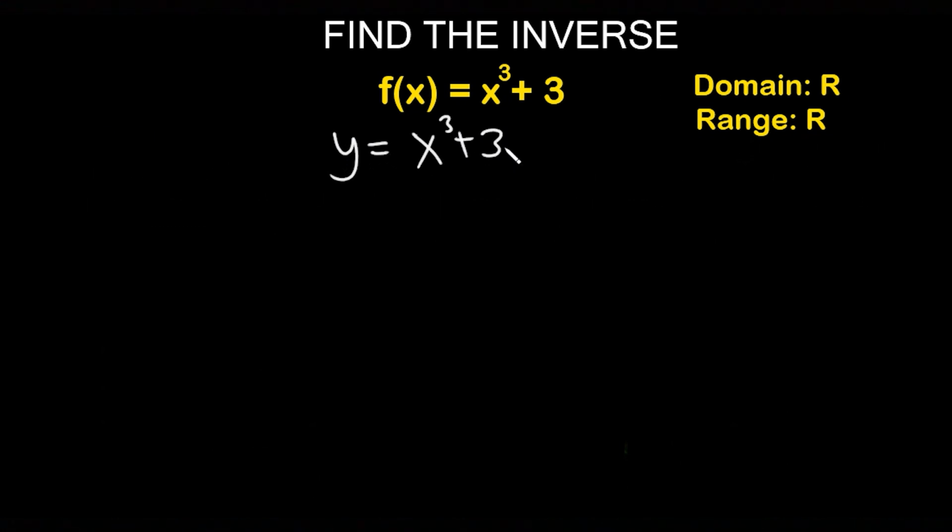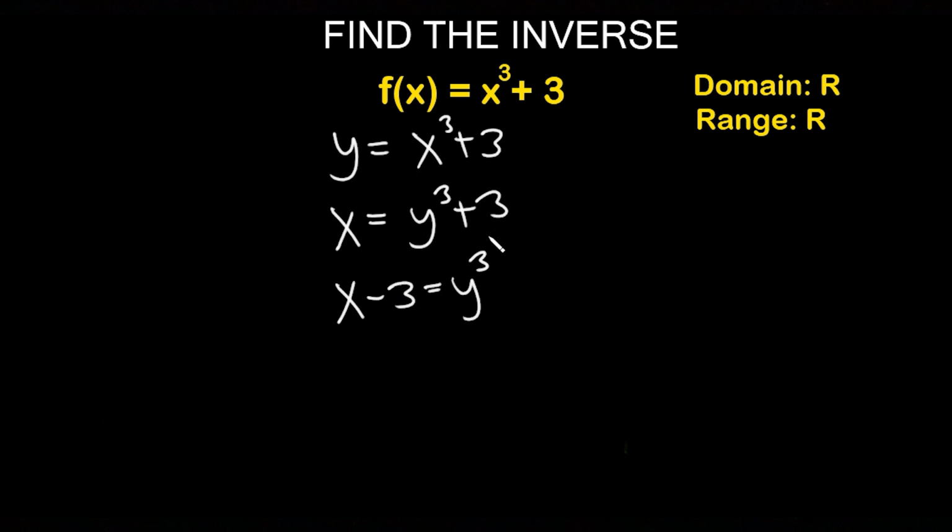And now we make the switch. So this becomes x is equal to y cubed plus 3. We have to now minus 3, so I get x minus 3 equal to y cubed. And now we have an exponent of 3, right? We have y cubed. To get rid of that, we have to take the cubed root on both sides, all right? So we're going to go ahead and take the cubed root on both sides here, and we get the cubed root of x minus 3 equal to y, just like that, okay?